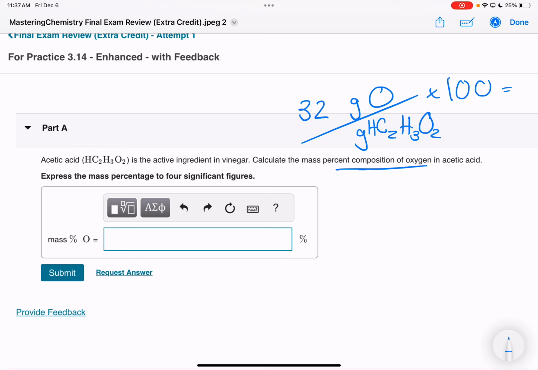And then acetic acid, we need to add up the total molar mass there. So 12.01 times 2 plus the 32 from the oxygen plus 1.008 times how many hydrogens? 4. So the total molar mass is 60.052. And then we just take the fraction of that and multiply by 100. So this one is 4 significant figures, 53.29% oxygen.